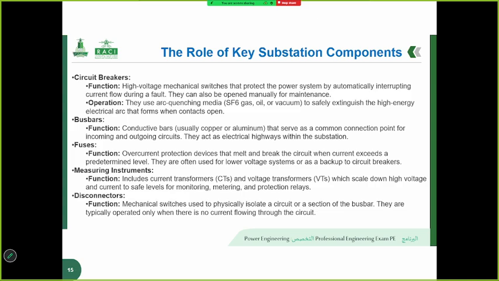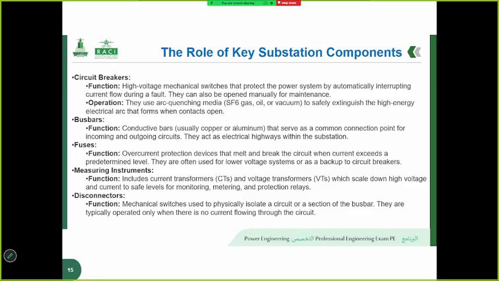A well-designed bus bar arrangement provides flexibility, allowing a specific circuit to be isolated for maintenance without disrupting the entire substation. Fuses. A fuse is a simple but effective overcurrent protection device.